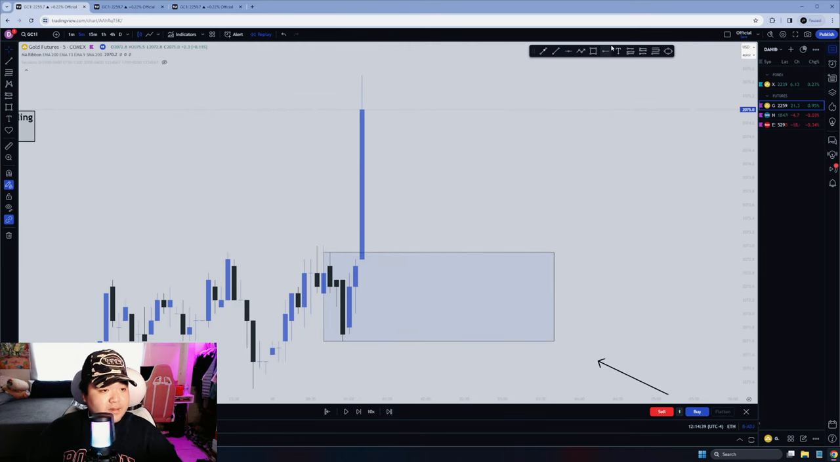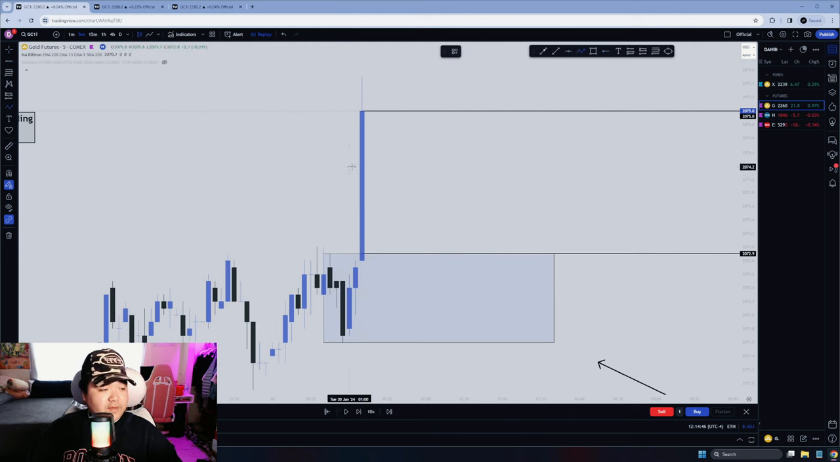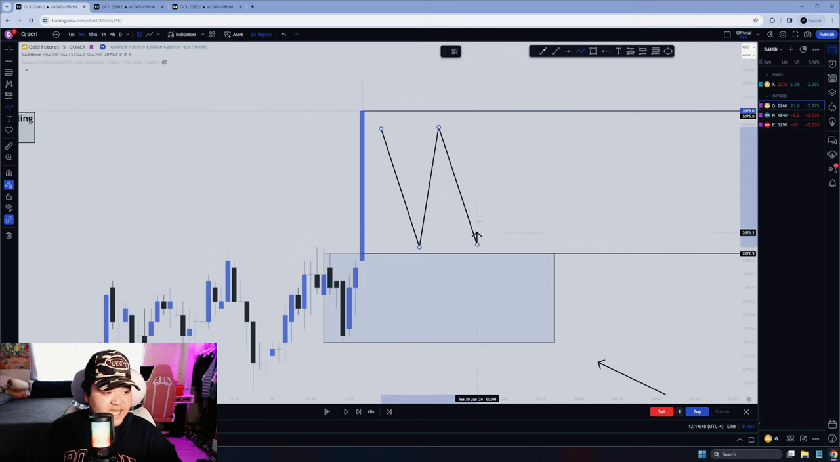Now where's the gap? The gap is from the body of that candle, okay, to down here. This has to be filled. It just has to be filled. Tap into your zone and then go back up.